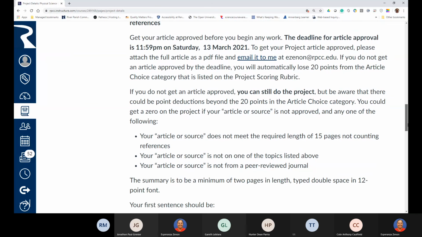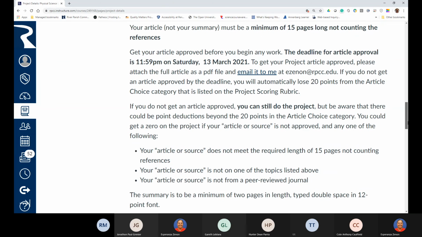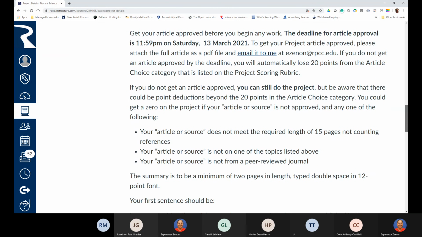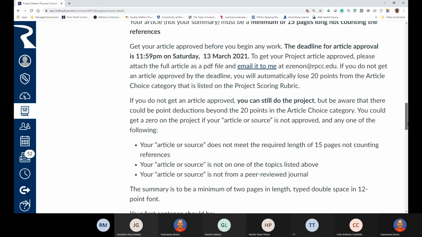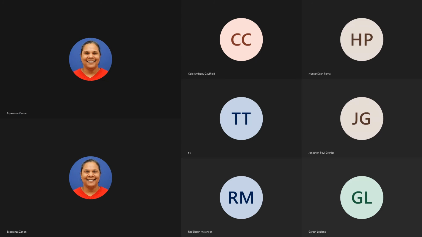All right. Any questions on finding an article or the consequences for not getting an article approved, all that kind of stuff? All right. If you don't have any questions for me, I am done for today. While you're working, if you have questions, reach out to me. I'll be happy to address them. Otherwise, you're free to go.